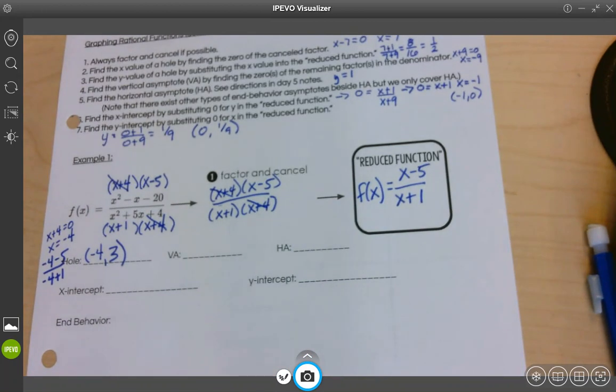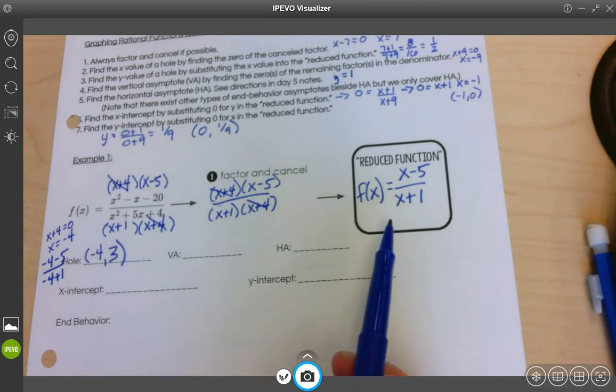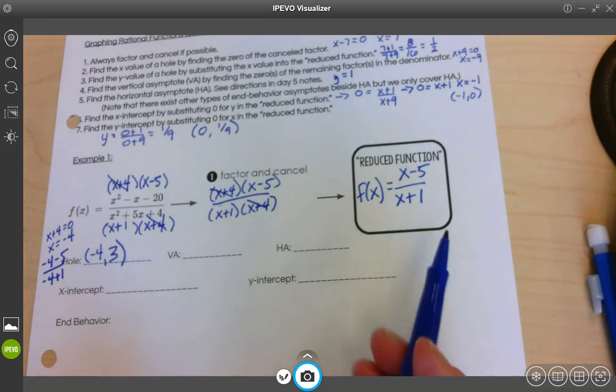All right, vertical asymptote comes from the remaining factor or factors in the denominator, and I have x plus 1. That means my vertical asymptote will be x equals what number? What number would make this denominator 0? Negative 1. x equals negative 1.